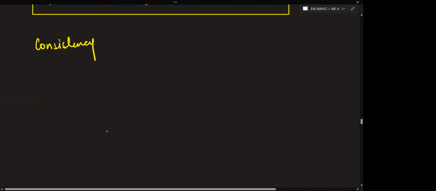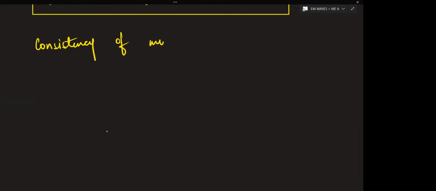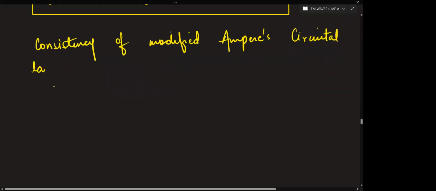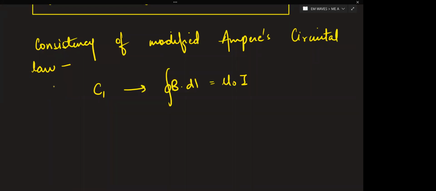Consistency of modified Ampere's circuital law. Sorry, this will be circuital. Ampere circuital law. Now see, across C1, this will be the closed integral of B dot dl equal to mu naught I. Now across C2, this will be what?